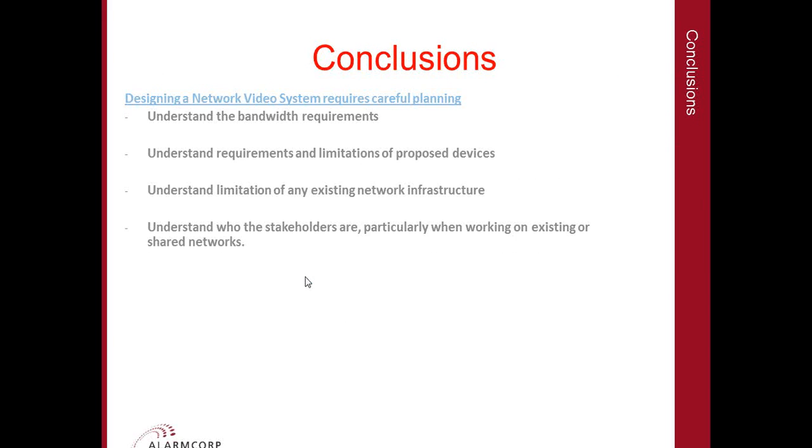Okay, some conclusions. When we are designing a network video system, we really need to plan carefully, understand the bandwidth requirements, understand the requirements and limitations of the proposed devices, understand the limitations of any existing network infrastructure, understand the impact any decision such as bandwidth or streaming or frame rates will have on the usability and quality of the image that we're trying to stream and record. And finally, we need to understand who the key stakeholders are, particularly when working with or on existing or shared networks.